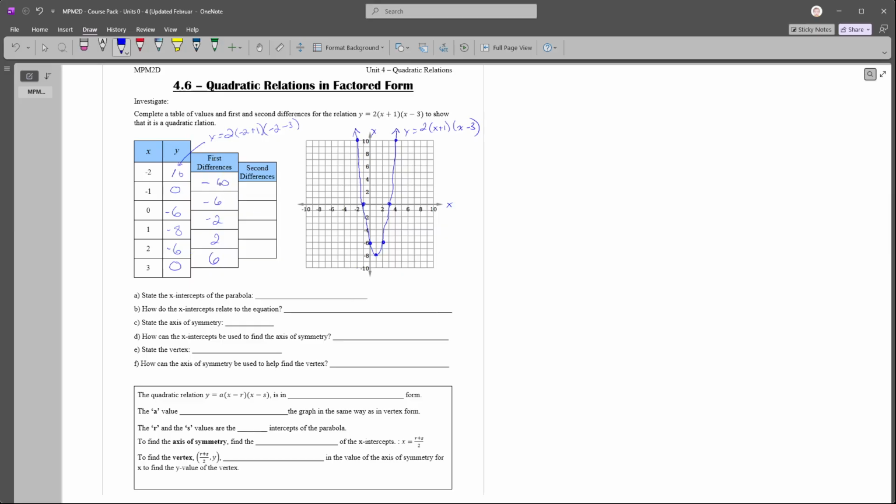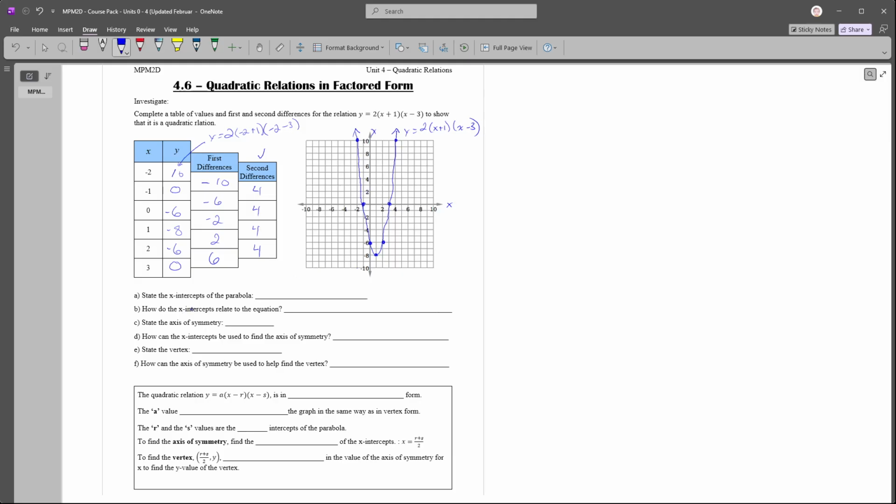Negative 6 minus negative 10, that gives us 4. Negative 2 minus negative 6, also 4. 2 minus negative 2, 4, and 6 minus 2 is also 4. So the second differences are constant. That tells us that it is a quadratic relation. So that's good news. We can see the quadratic here. All right, let's keep going.